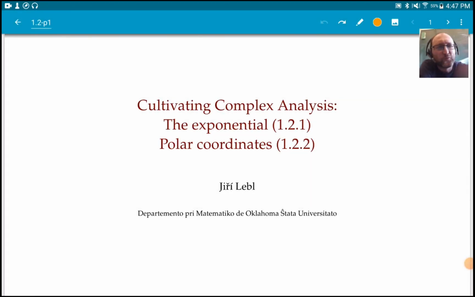All right, welcome to another lecture in this course. So we're going to look at the exponential, at least sort of a quick definition of the complex exponential. That's subsection 1.1, and we're going to look at polar coordinates in complex numbers using the exponential. So that's subsection 1.2.